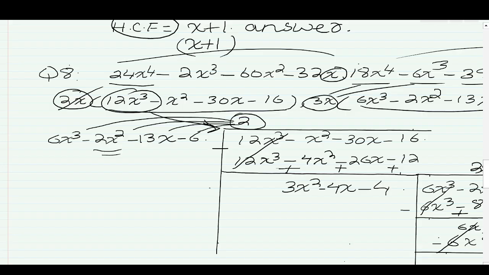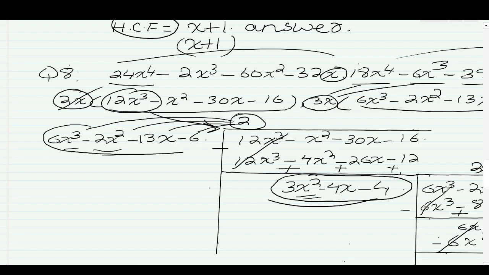After that we get 12x cubed minus 4x square minus 26x minus 12. So the sign gets changed. Positive to negative, negative to positive. So we will have 3x square minus 4x minus 4. Now look, we have 3x square. If you look, the degree is smaller than that of x cube. So this polynomial will act as our divisor, while this polynomial will act now as our dividend.